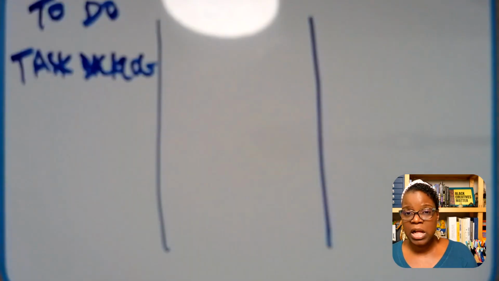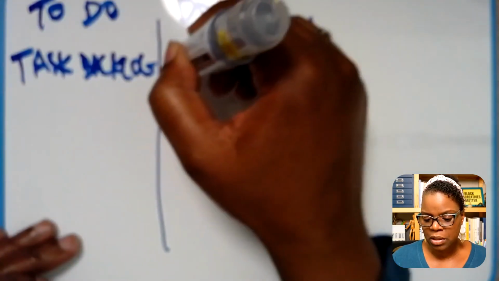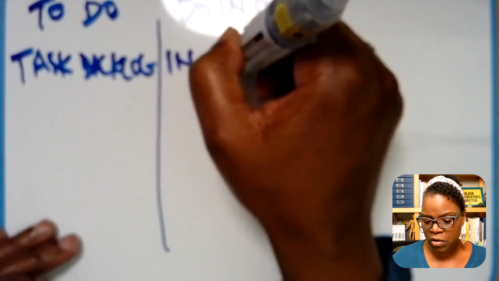Then your next column is your in progress column. What task are you currently working on? What's in progress? You can call that your in progress or your doing column to simplify it. So this is what I'm doing. These are the things that are in progress.